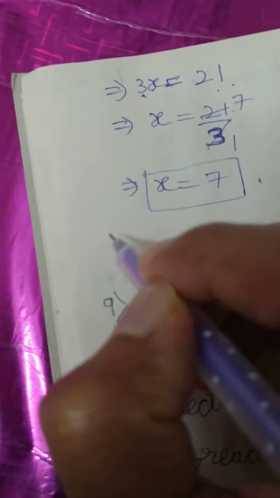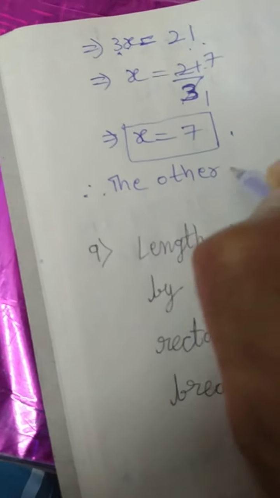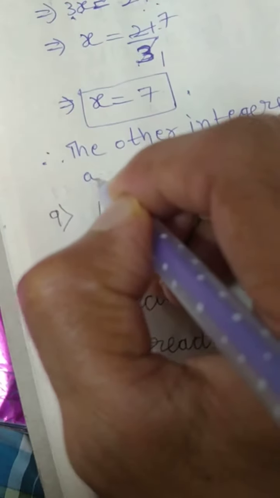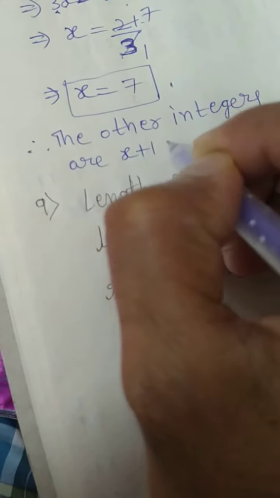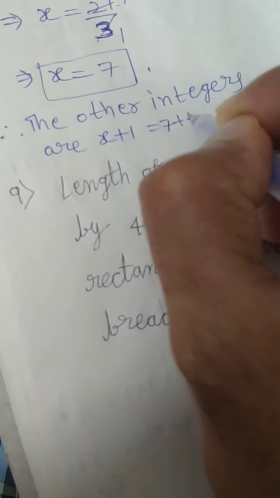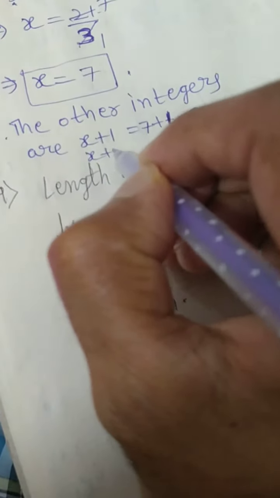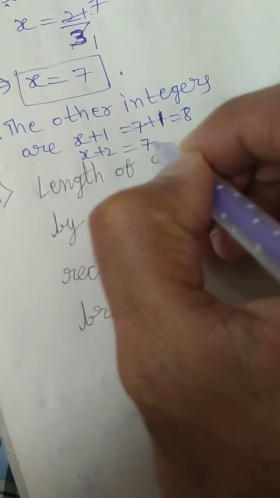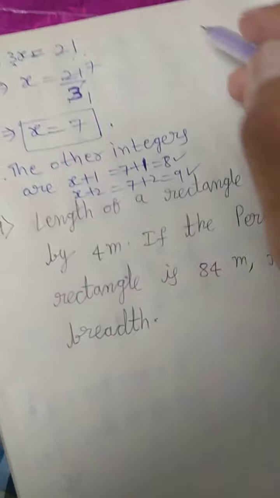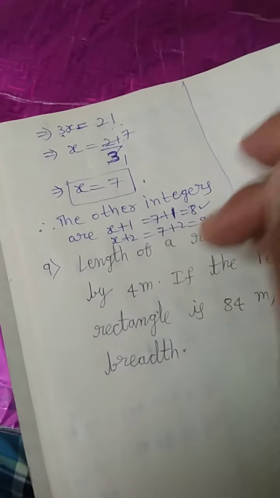So therefore the other integers are x plus 1 is equals to 7 plus 1, that is equals to 8, and x plus 2 is equals to 7 plus 2, that is equals to 9. So these two are the other integers. Okay, now here space is not there, I am doing on the other side, you can do it below.